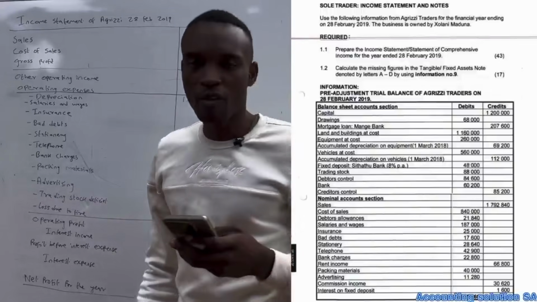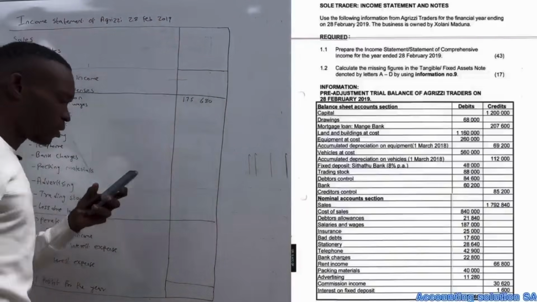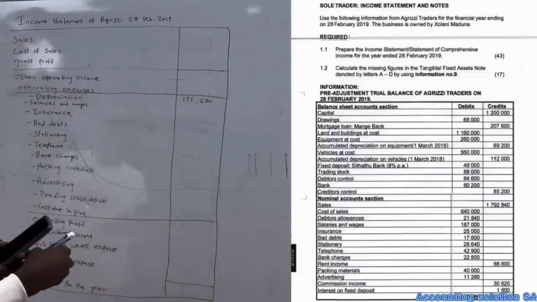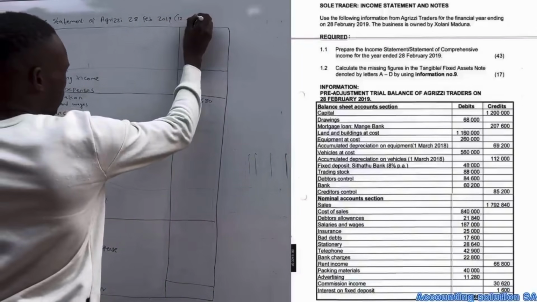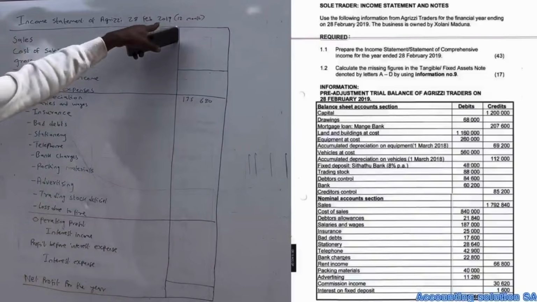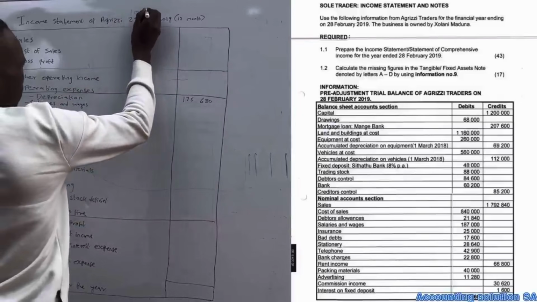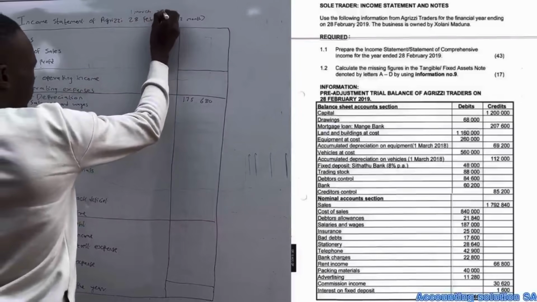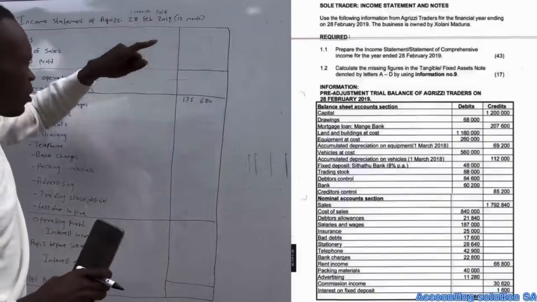Okay, so our financial year, guys, is ending 28 February 2019. Remember, a financial year must have 12 months. We are preparing for 12 months. So if our year is ending February 2019, it means that it started 1 March 2018 last year, and ends 28 February.